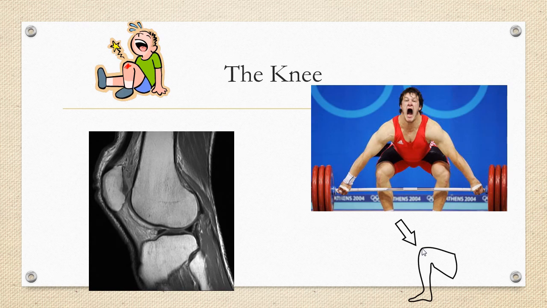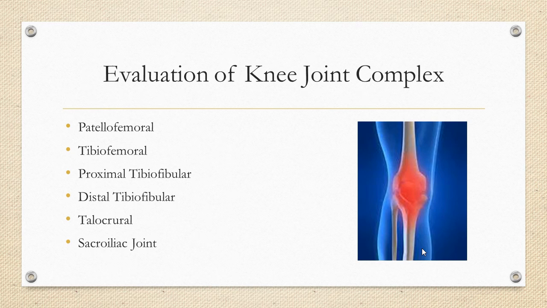As we move down the kinetic chain, the knee is often the middle stepchild due to foot and hip dysfunction, since it's in the middle. So as we move through the knee joint, again, there's an algorithm that we would want to look at if we're evaluating the knee joint. We need to look at the patellofemoral joint, the tibiofemoral joint, the proximal tibiofibular joint, the distal tibiofibular joint, talocrural, and lastly the sacroiliac joint.